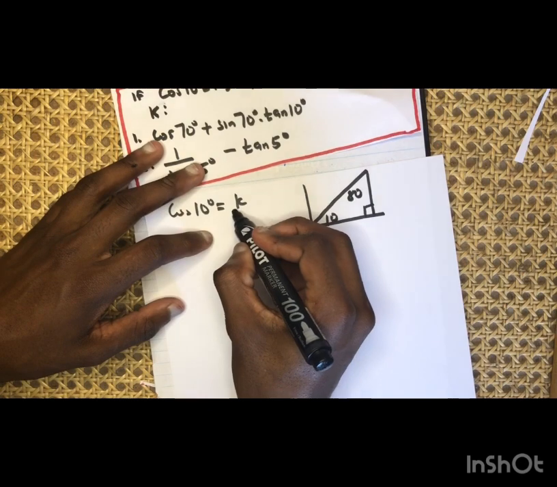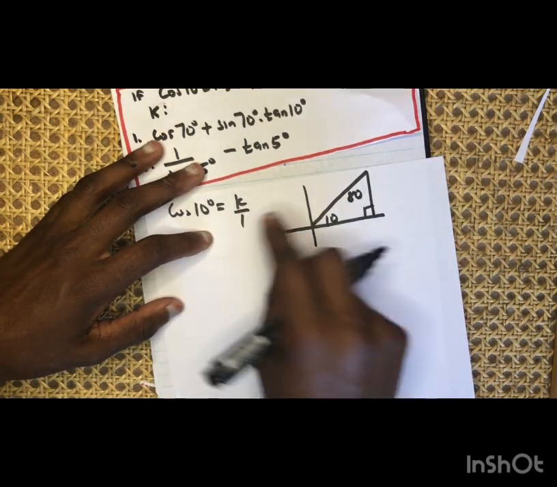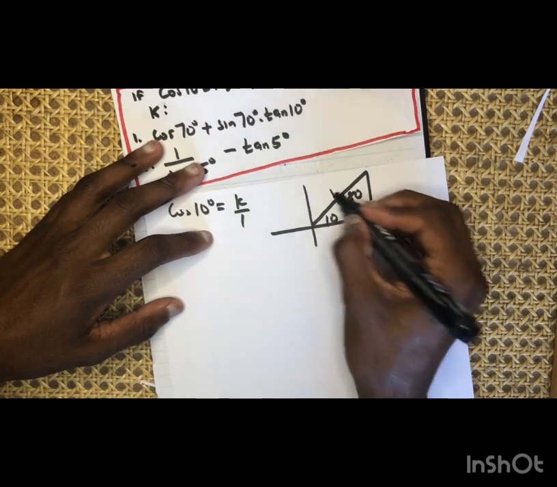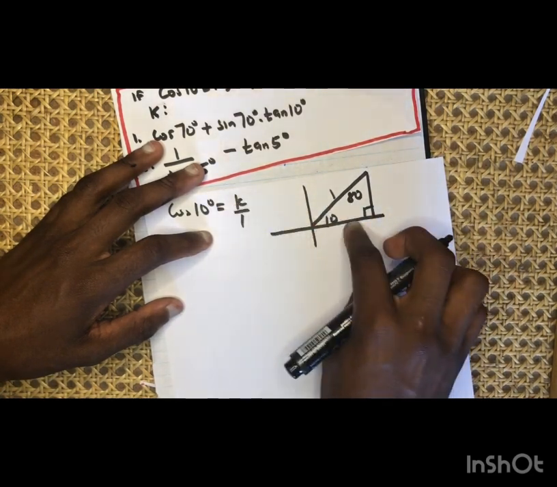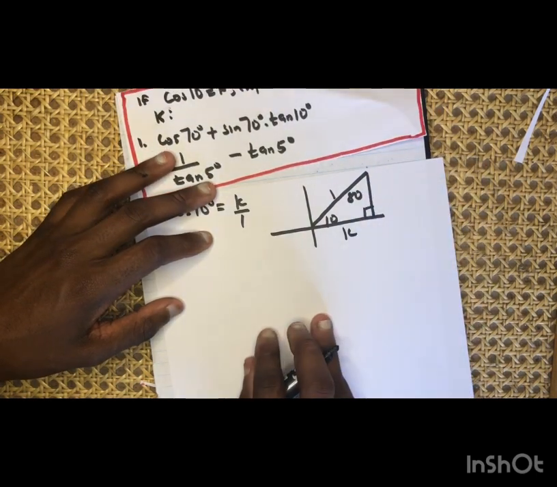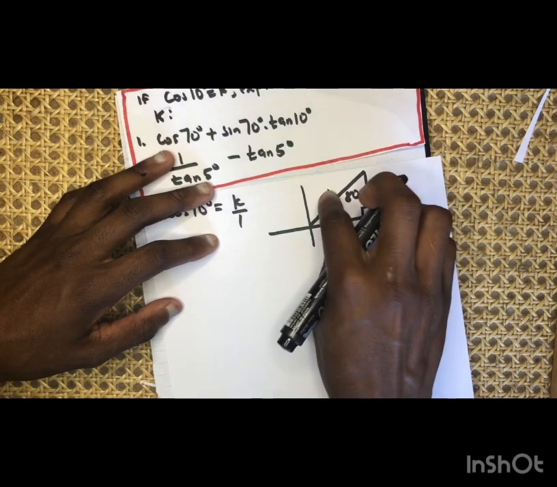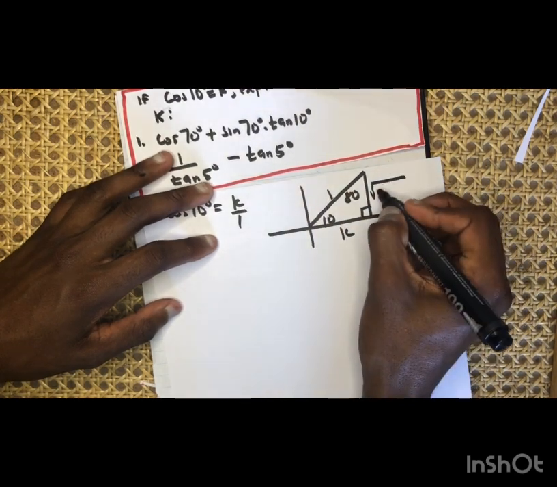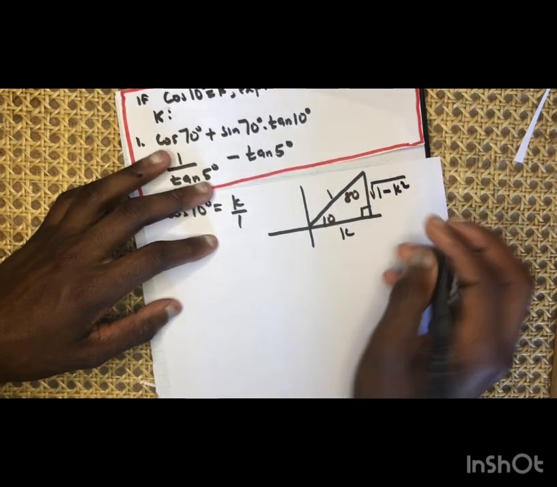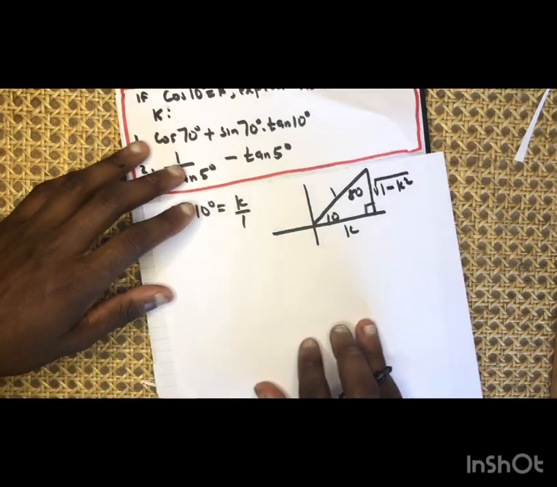Remember, cos, guys, we have 1 here. Cos is adjacent over hypotenuse. So your hypotenuse is this side. Your adjacent is going to be this side. Then you work out this one by using Pythagoras. So guys, this side by inspection is going to be 1 squared minus k squared, which is 1 minus k squared. You can work it out by using Pythagoras. You have to present everything, guys.